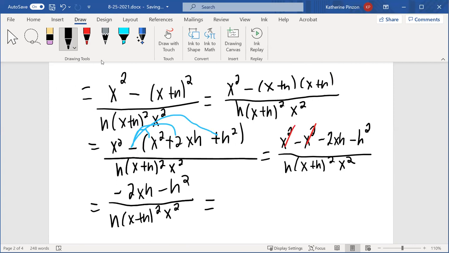Yeah, now I'm going to cancel out an h. Notice that this guy down here in the denominator is just one single term, right? A whole bunch of things multiplied together is just one single term. So I'm just going to cancel the one h from the denominator. I'm going to cancel an h from this first term and one h from that second term. So I'm going to take an h away from everybody, one from here, one from there, and one from there. When I do that, I have negative 2x minus h divided by (x plus h) squared times x squared.